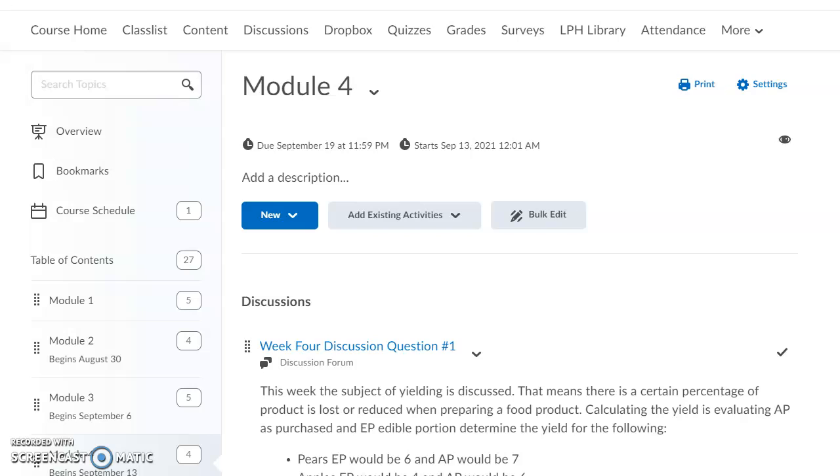It depends, again, on what type of food you're preparing. Trimming would be relative to meats, and peeling would be relative to, let's say, potatoes or different types of vegetables. Those are different things to factor into the equation. So with that being said, think about yields and think about reducing, and then apply that as you begin to look into this week's content.